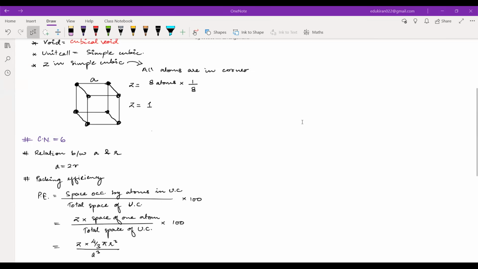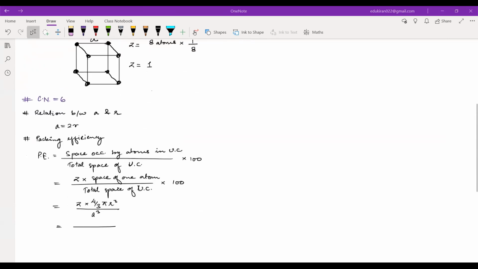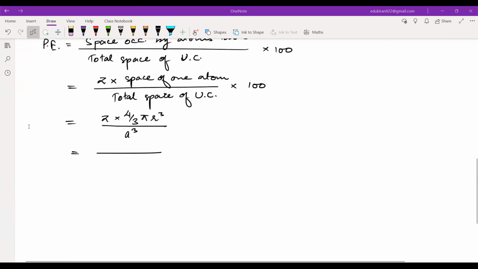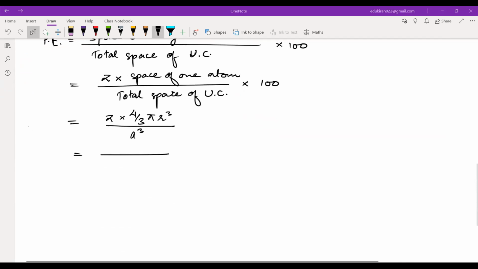Those who have calculated the packing efficiency, they can also write two more points. That is the packing fraction and the void percentage, right? So those who have calculated this, you can also write packing fraction is equal to how much and void percentage is equal to how much.